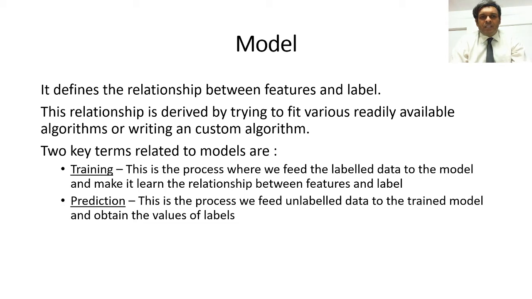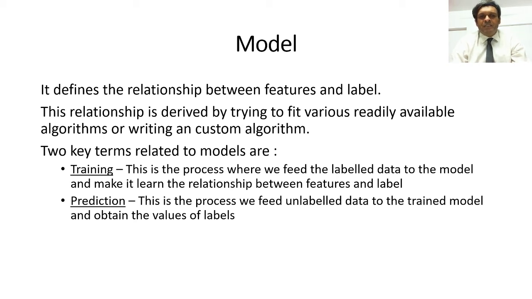Two key terms related to models are training and prediction. Training is the process where we feed the labeled data to the model and make it learn the relationship between features and label. The model needs to know what value of feature will translate to what value of y. That is how you train the model, building a relationship between your features and label.